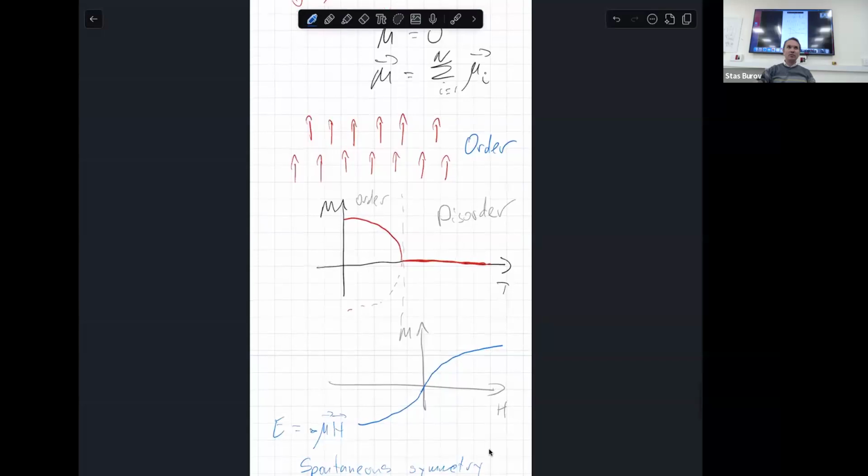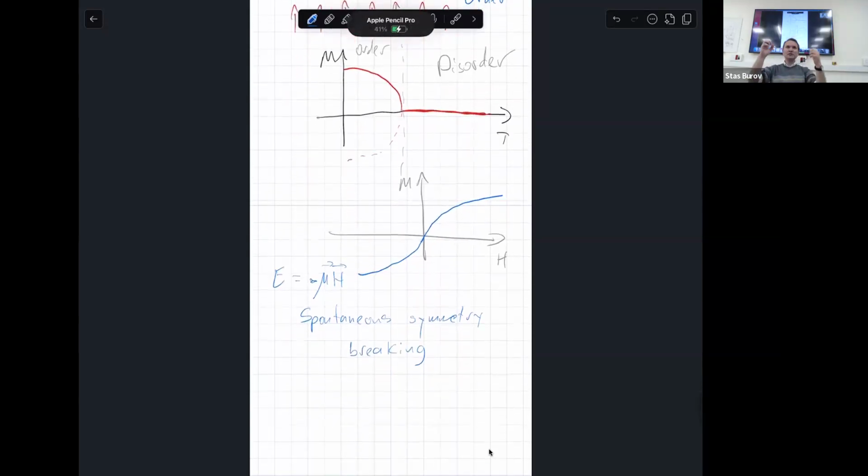Okay? You lower the temperature, and the system has a huge bunch of particles that are all pointing over there. Somehow, symmetry was broken. There is a preferable direction. And it's not that I went there and broke it by hand. Temperature caused it.